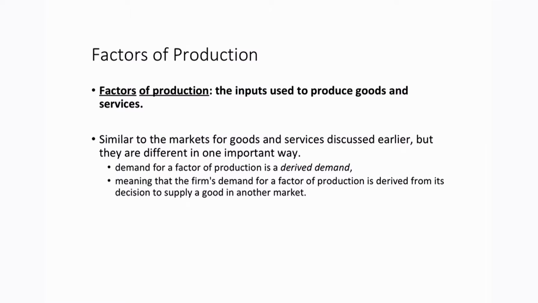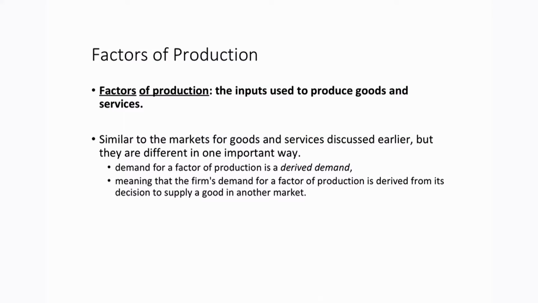What we see is that the market for factors of production is very similar to the market for goods and services, in that the price of factors of production is determined by supply and demand. There is one key difference, though: the demand for factors of production is called derived demand. Specifically, it is derived from the firm's need to produce final goods and services. So the demand for factors of production comes from the production decisions of firms.